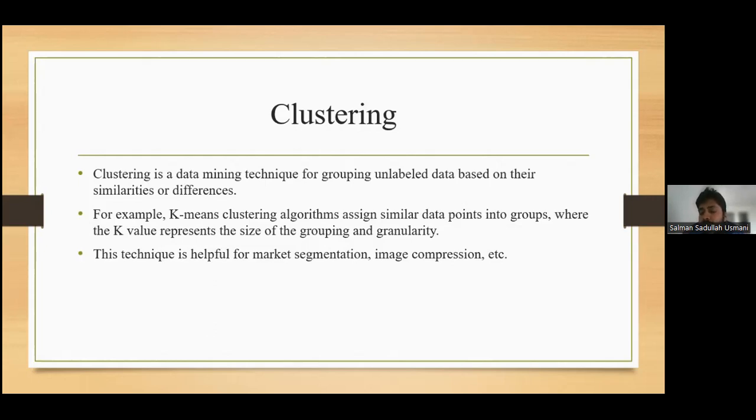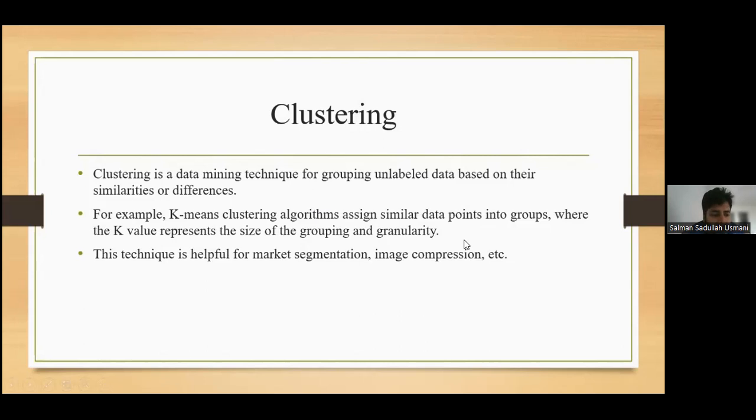There are different types of clustering: hierarchical clustering, differential clustering, and others. You must have done this based on 16S RNA sequencing, where you clustered the microorganisms. So it is similar to that example. One example is the k-means clustering algorithm, which assigns similar data points into groups, where the k value represents the size of the grouping and its granularity.